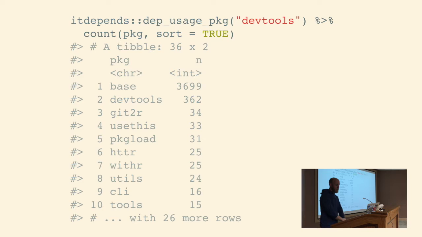And then equivalently, you can do this with other packages on your machine. So if I look at the devtools package, we can see that devtools uses, again, a lot of functions from the base package, but also other functions defined within devtools, and then git2r uses this package load, etc. So this gives you a nice quantitative way to see exactly how many function calls are coming from each of your dependencies.